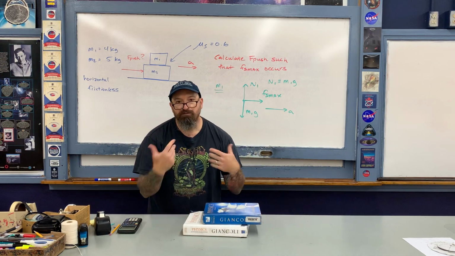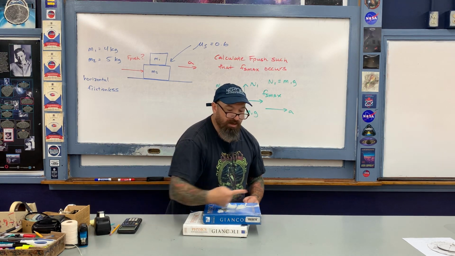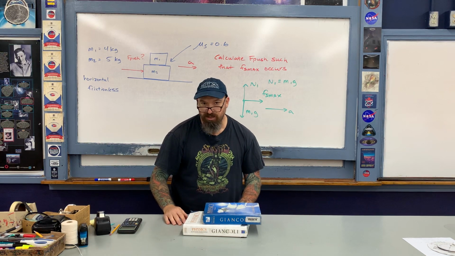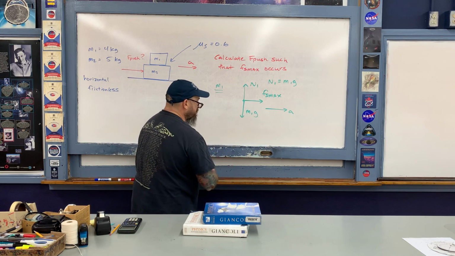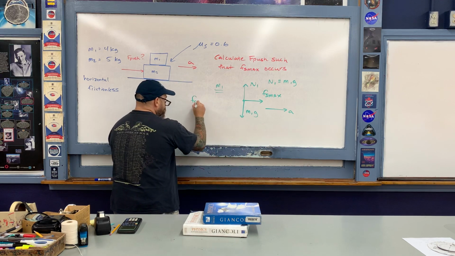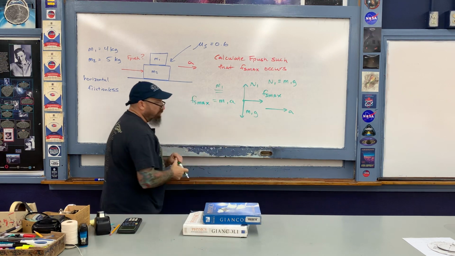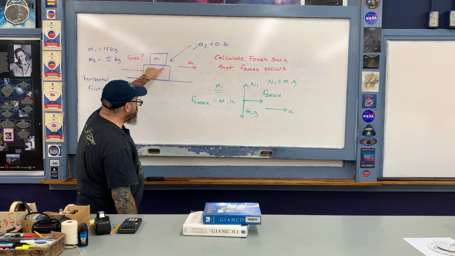So then, preventing that from happening has to be a force of static friction acting on the top book in the opposite direction. Once again, assumed to be at its maximum value. Okay, now let's go ahead and add up the forces here horizontally. When we do, we just have Fs max is equal to M1A.